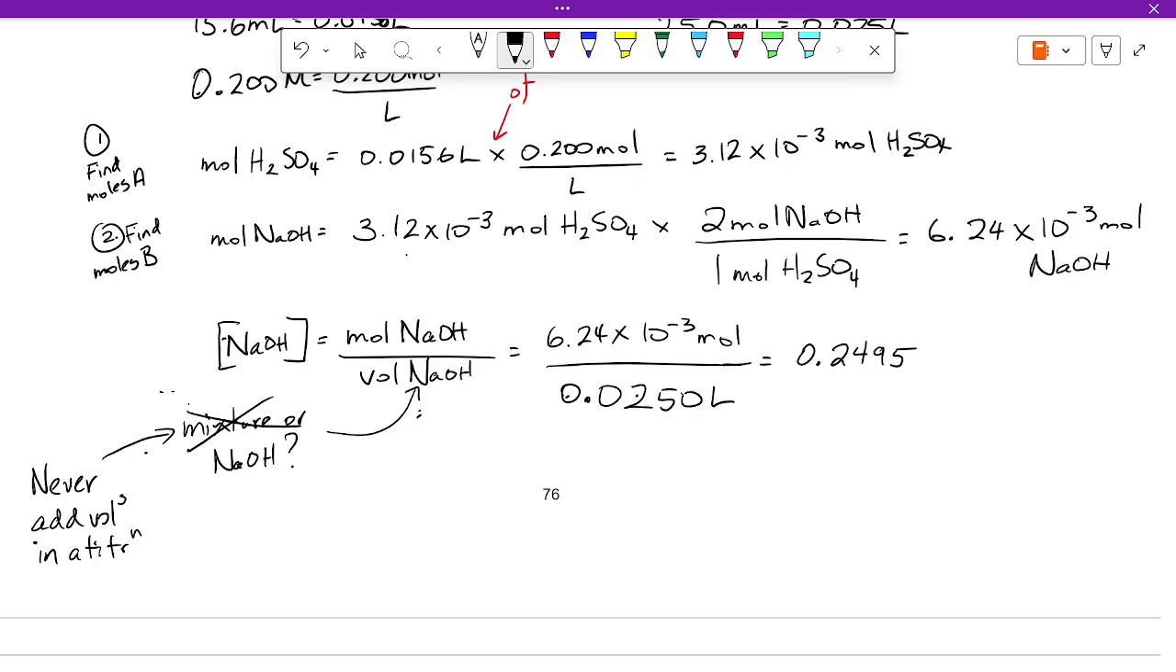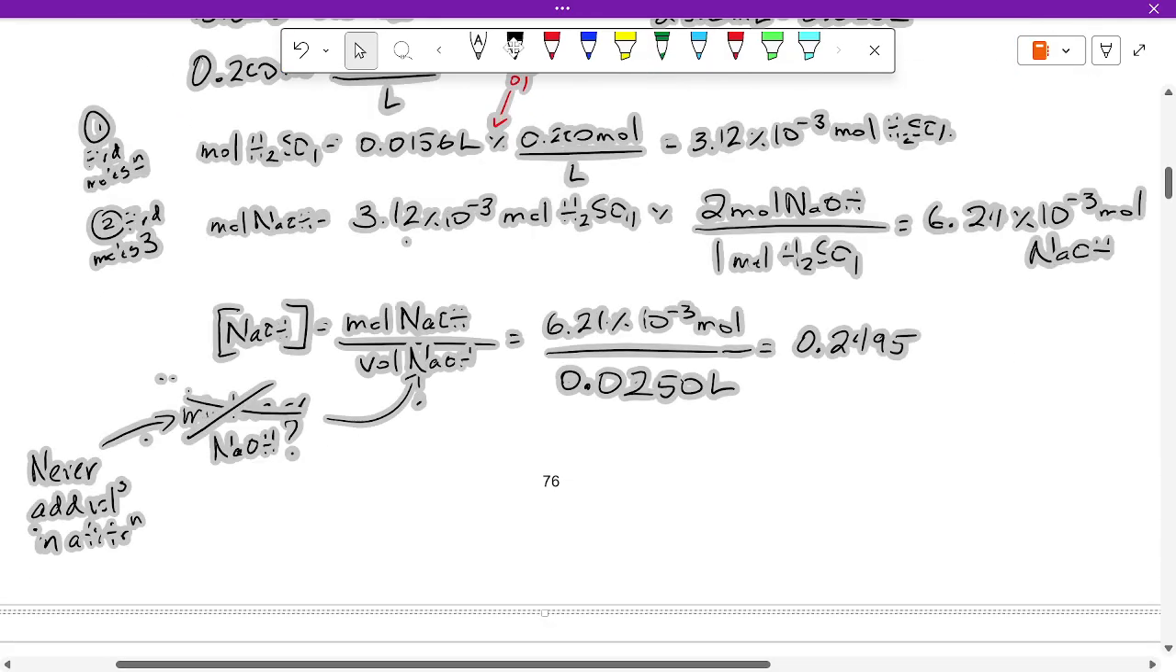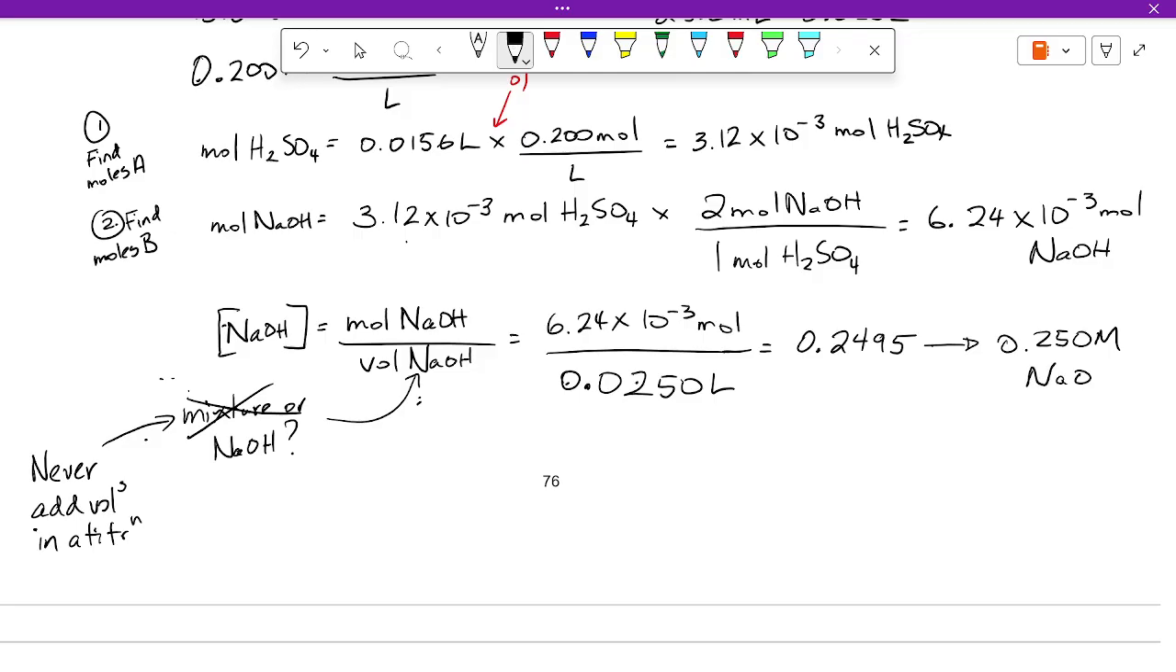And then we need to look at our sig figs. I think we're at 3 sig figs. So that would become 0.250 molar NaOH.